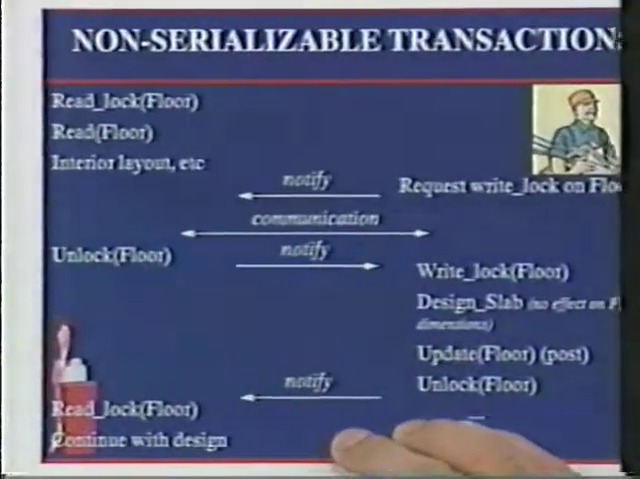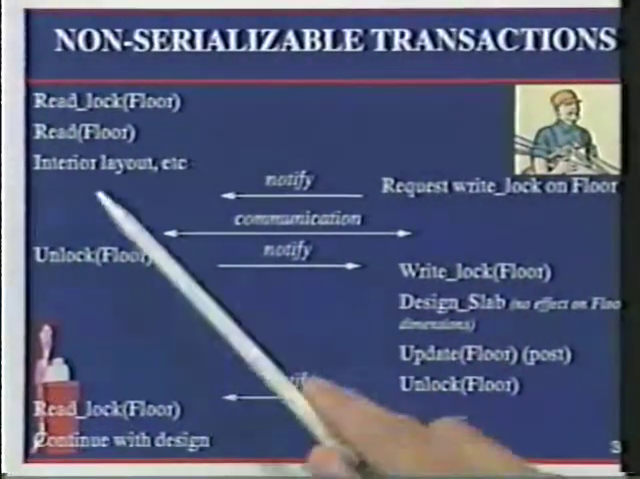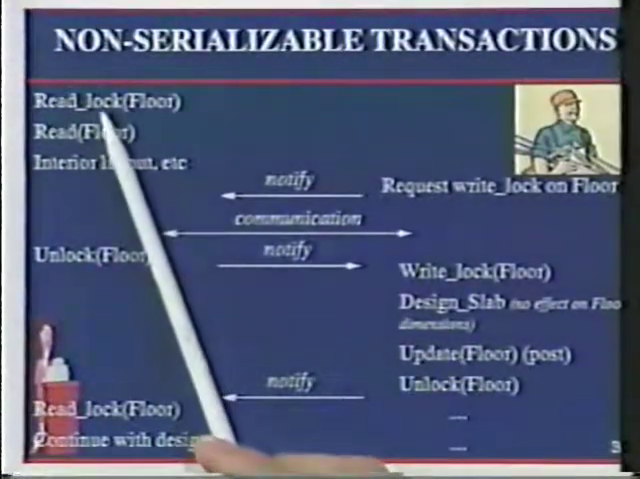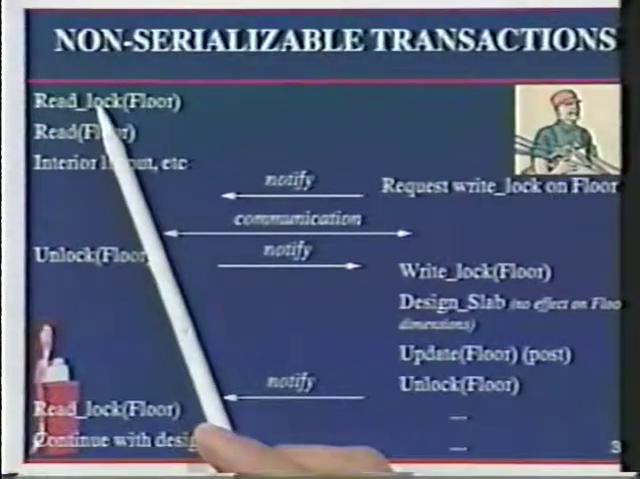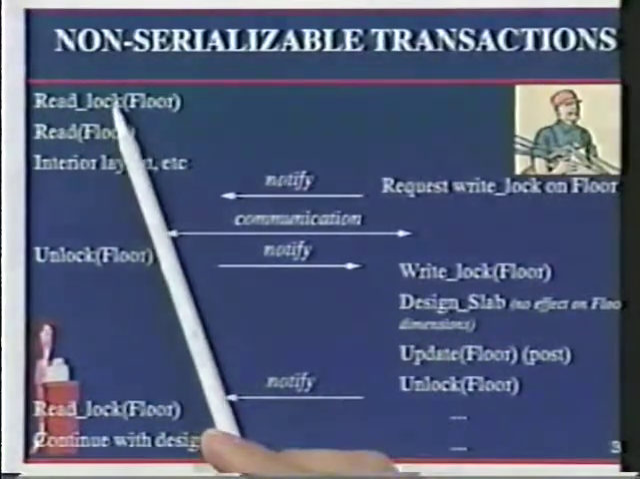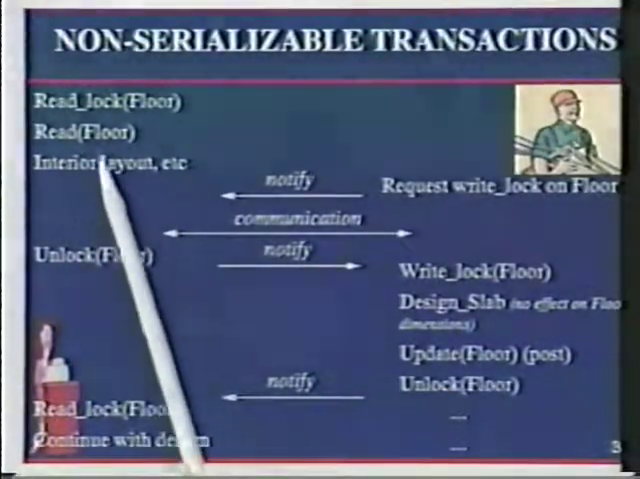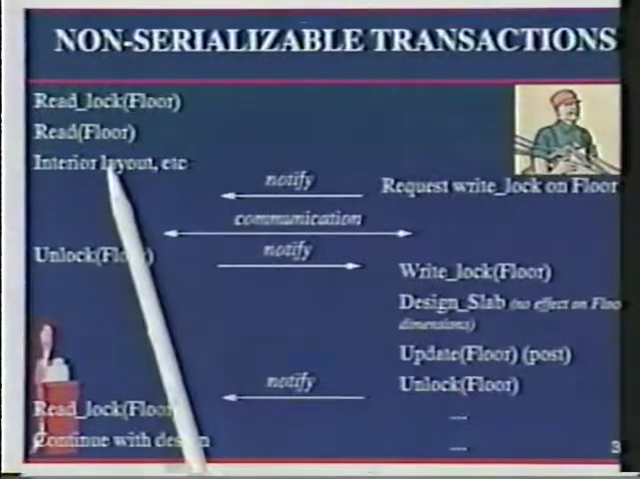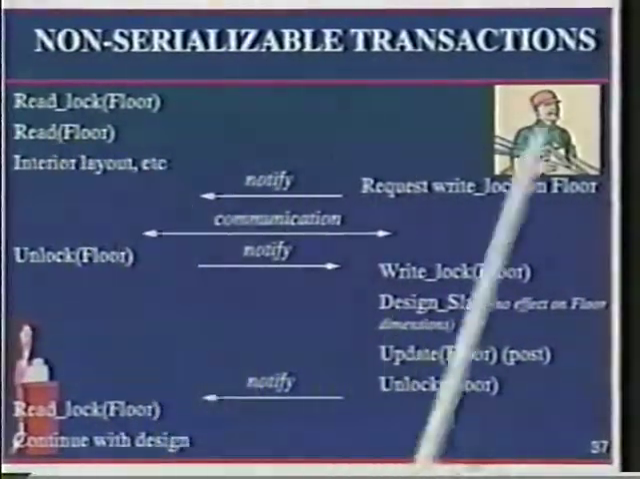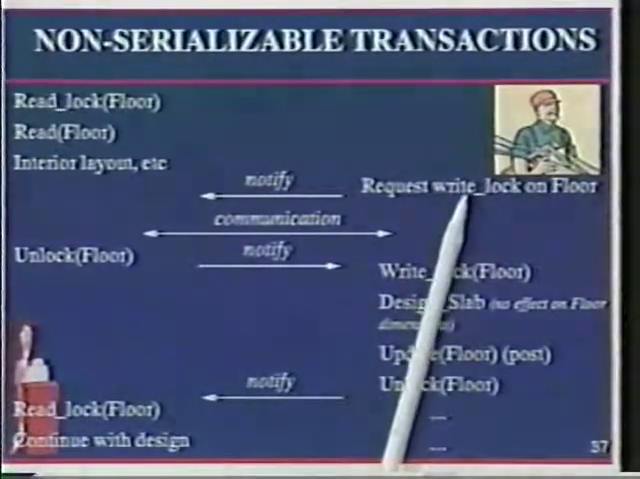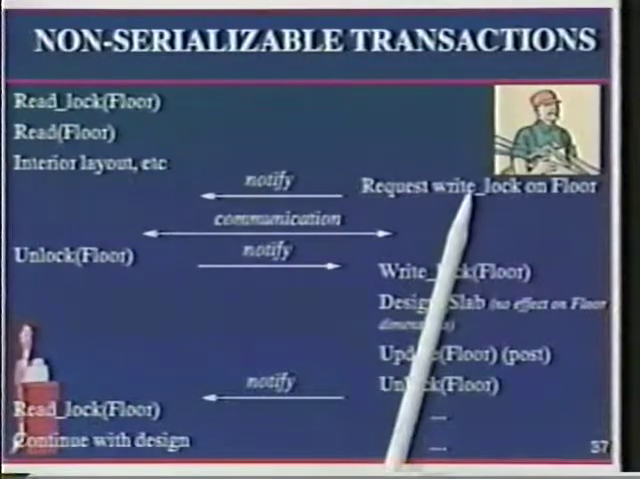In this example, we can see an architect here and maybe a structural engineer here working on a flooring system, like the flooring system that you are being seated on. Now the architect is trying to work on the floor, and the architect read locks the floor because he or she wants to work on the flooring system, but they're only interested in the interior layout and not the structural details. Now the structural engineer is interested in doing the structural design on that floor, like putting in the right reinforcement in the slab and things like that.